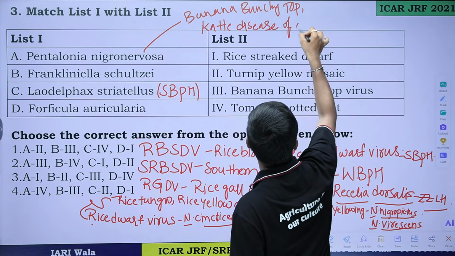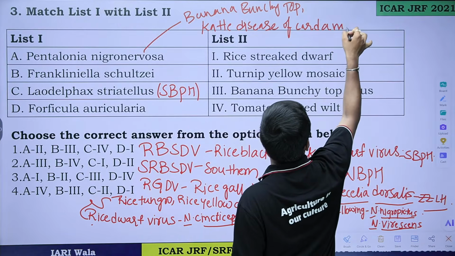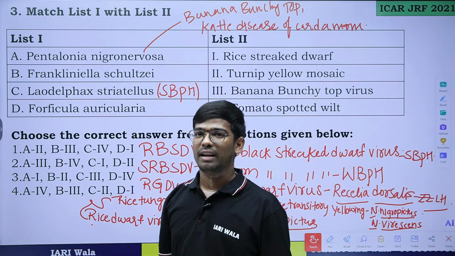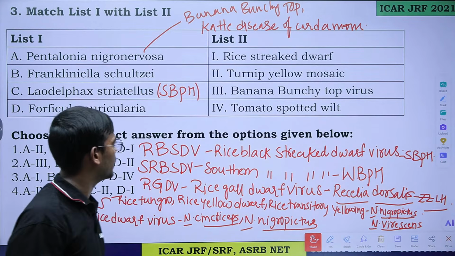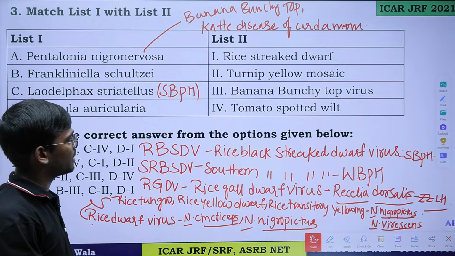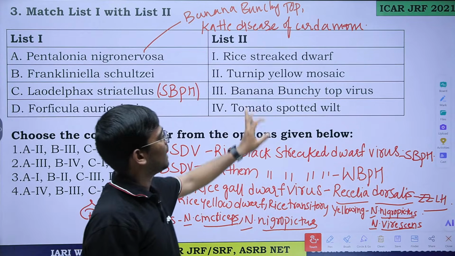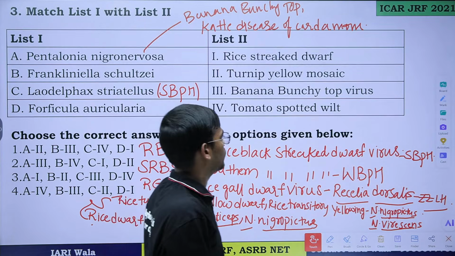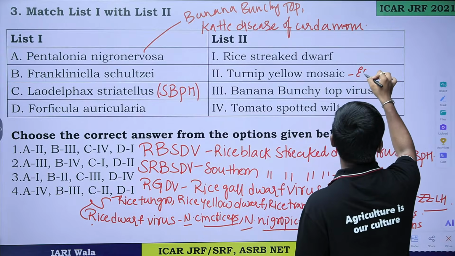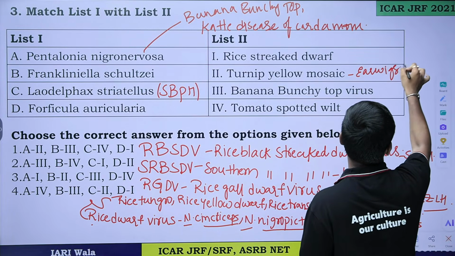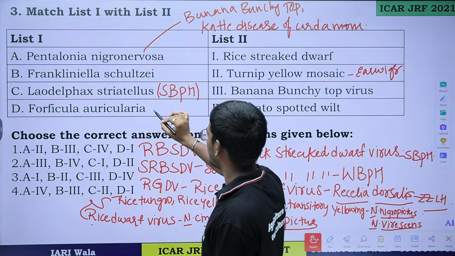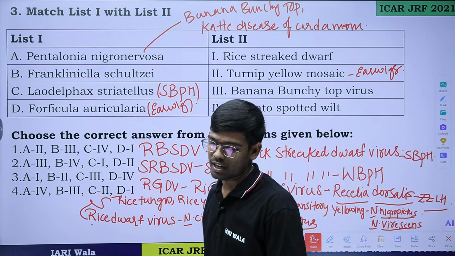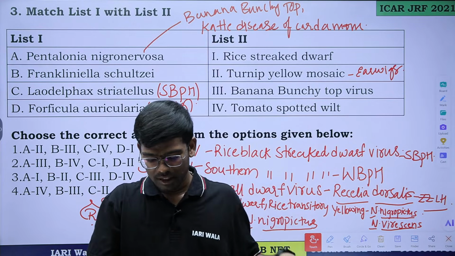Cutter disease of cardamom. Then BPH transmits ragged stunt and grassy stunt and all those stunt diseases. Among this, one important thing is that turnip yellow mosaic virus can be transmitted by earwigs and one beetle too. Earwigs, and Forficula auricularia is an earwig. Earwigs belong to the order Dermaptera. So these are the important things in this.